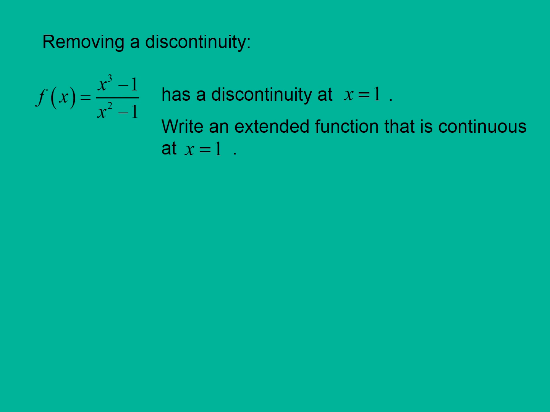Removing a discontinuity. Here we have a function x cubed minus 1 all over x squared minus 1. We can see that there is a discontinuity at x equals 1. If we plugged in 1 for x, the denominator would equal 0. We're going to try to write an extended function that is continuous at x equals 1. So the idea is we're going to write a piecewise function to try to make it defined at that point. So it's a removable discontinuity. We're going to plug that point back in to make it continuous at x equals 1.